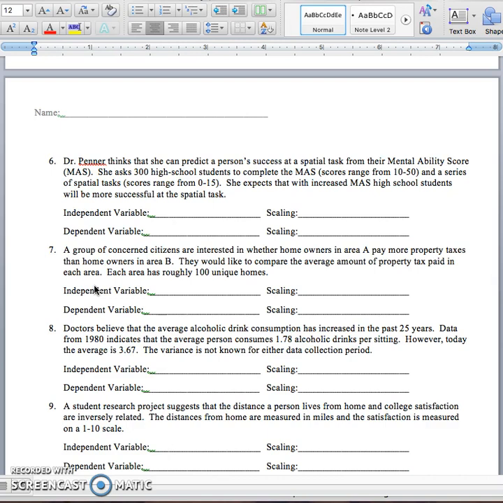Okay, what are we manipulating here? We have two groups, owners in Area A and owners in Area B. And we're trying to see if they differ in property taxes. So do the amount of property taxes depend on which area that they live in?